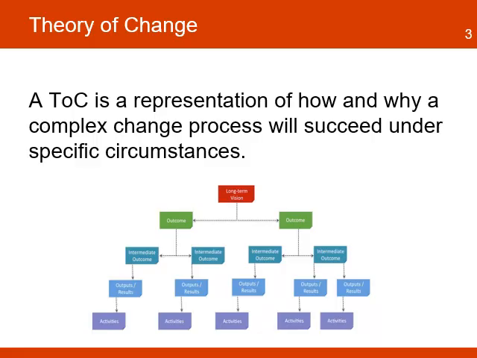Some organizations develop a theory of change to help them identify potential projects. A theory of change is a representation of how and why a complex change process will succeed under specific circumstances. In order to achieve desired change, the theory of change identifies a series of various paths or causal pathways that connect the goal with the outcomes, preconditions, and assumptions. Each path can be a potential project that the organization might decide to address.